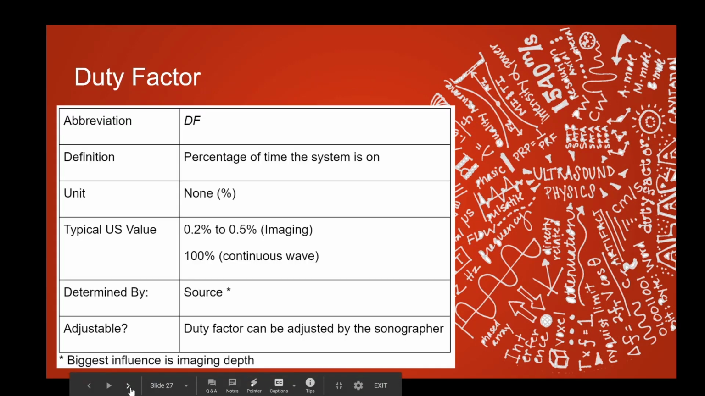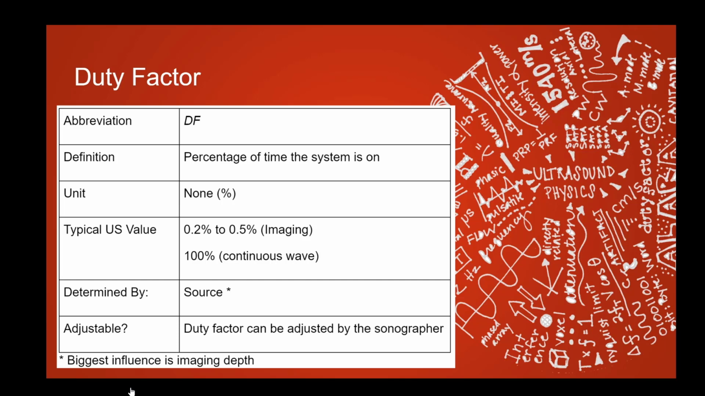All right, last parameter, duty factor. Duty factor is quite often abbreviated down to DF, and it is the percentage of time that the system is on. There is not a unit. This is one of our first unitless numbers, but it is a percentage, so you always want to make sure that you're writing it with the percent or leave it in decimal form.